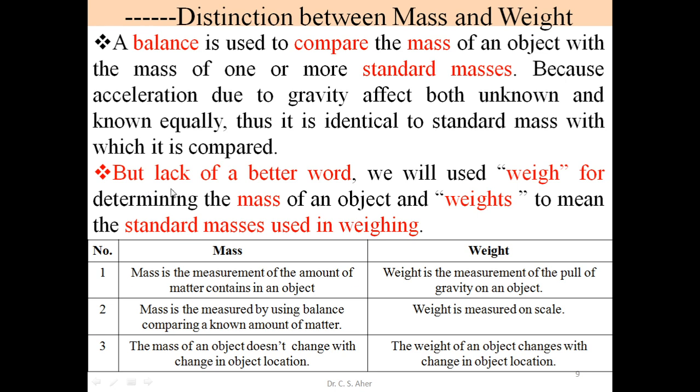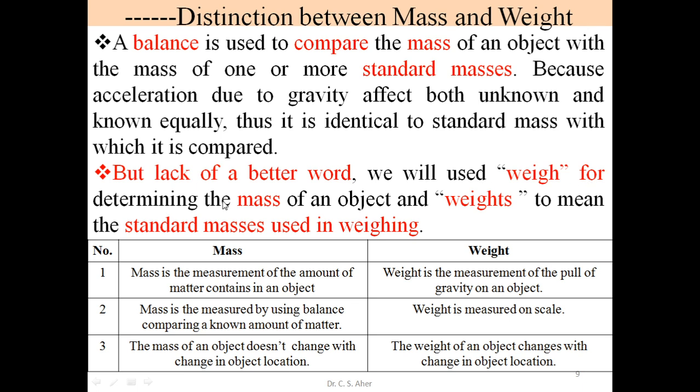But see, this usage is not strictly correct. But for lack of a better word for the object's mass, we will use the word weight. So instead of mass, we say this is the weight of that substance when we compare it with standard masses. It is for our convenience, for our better understanding. So throughout this chapter, we now consider this weight.